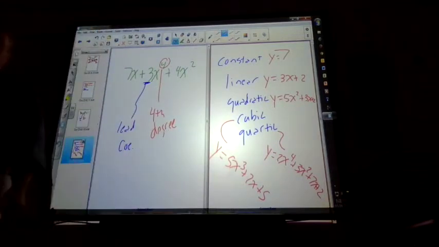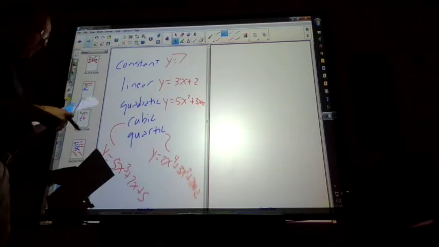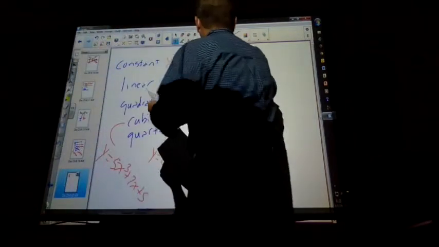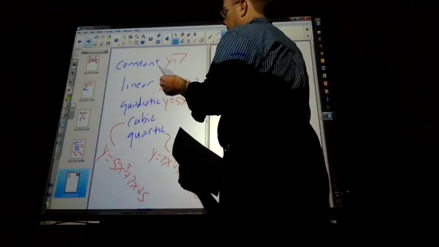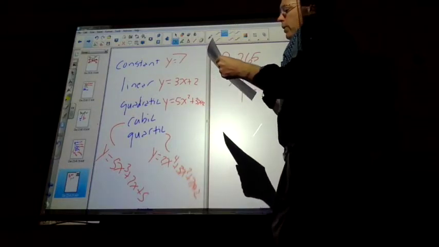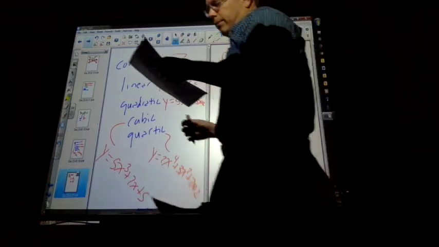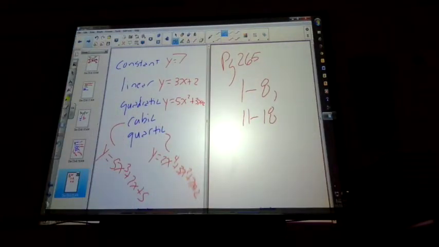So that's everything that you need to know about this first section. So watch how much homework you're going to get. You have the opportunity to work on it now, get it all done. If you get it all done, that means you don't have to stress about it tonight. So 1 through 8, 11 through 18. That's all I have for you on this first part. I know that most of you are upset about that. Deal with it.